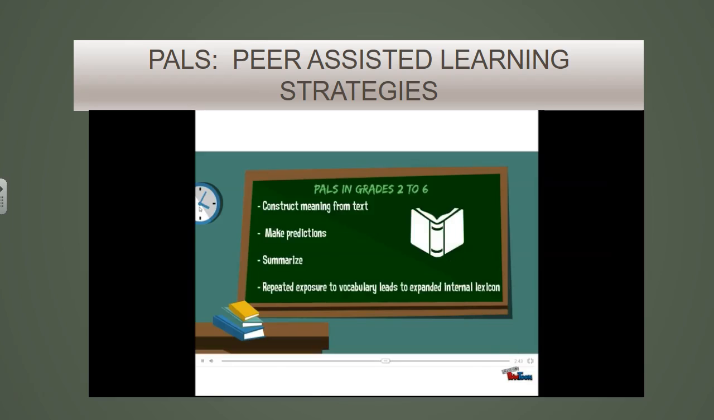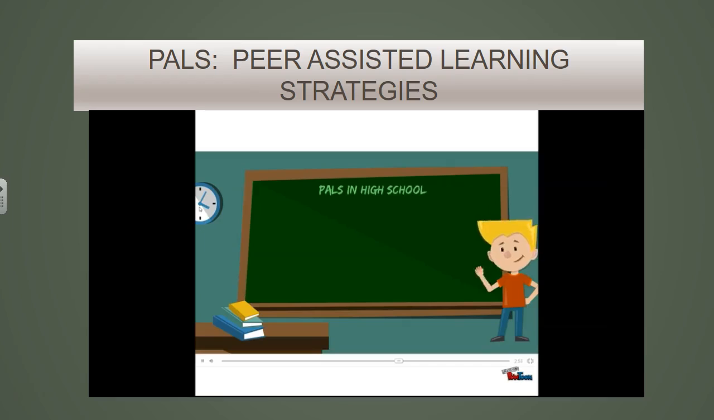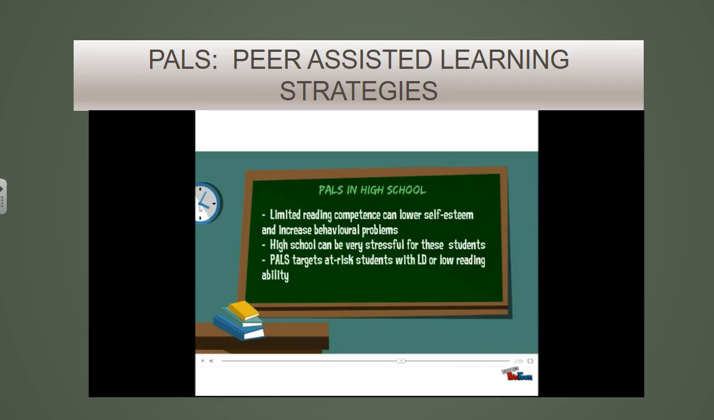They were able to construct meaning from the text, make predictions, and summarize the text by retelling it verbally. Here, students have repeated exposure to vocabulary, and are able to expand on their internal lexicon. High school. Now Billy has entered high school. If a student has a limited reading competence, it can result in lower self-esteem and behavioral issues.